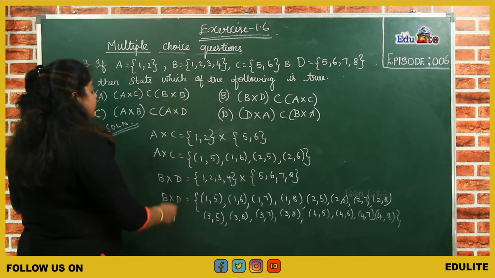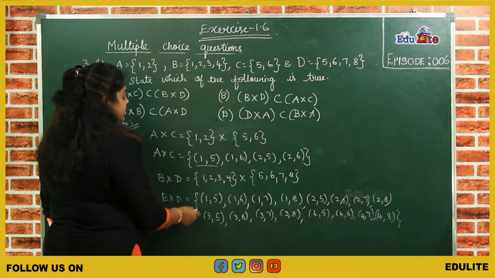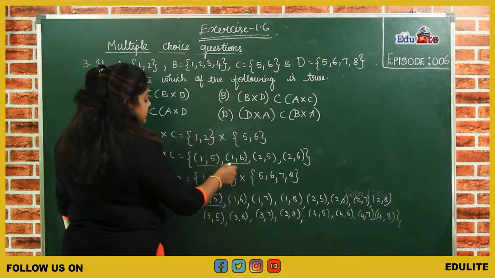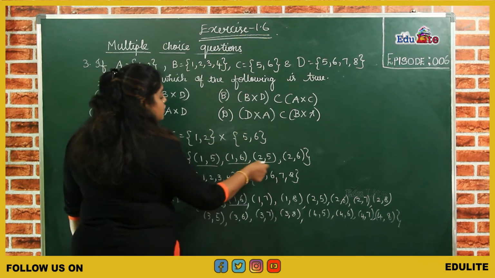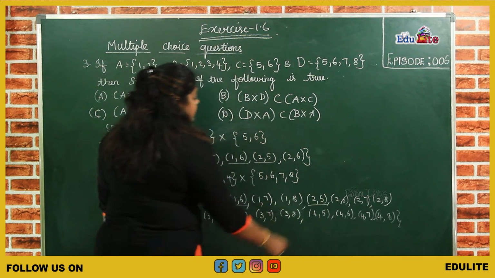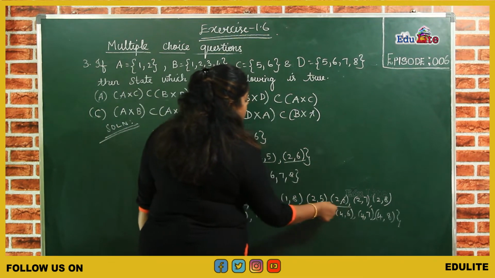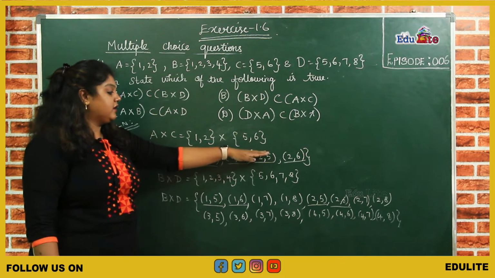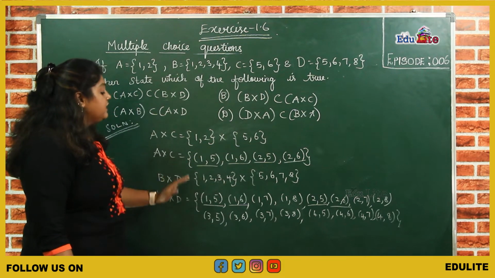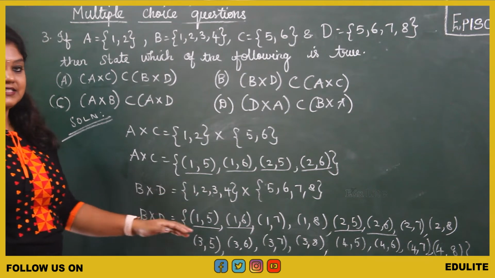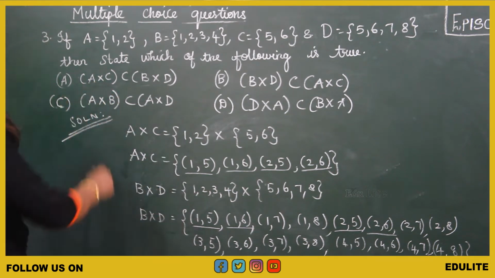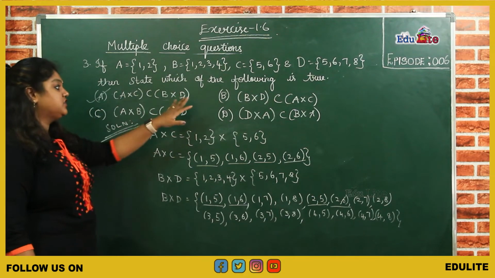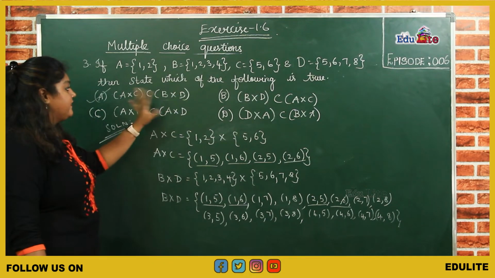Let us do that. If I take 1, 5 in A cross C, it is present in B cross D. Next, if I take 1, 6, it is present in B cross D. 2, 5 is also there in B cross D. 2, 6 is also there in B cross D. So, all the elements in A cross C are present in B cross D. Yes, it is. Luckily, for the first option itself, we got the answer. For the third problem, option A is the right one. We need not check the other three because for the first option itself, we got the answer.